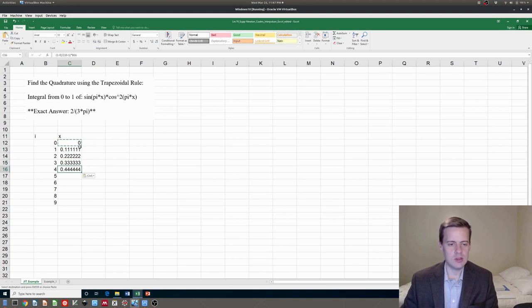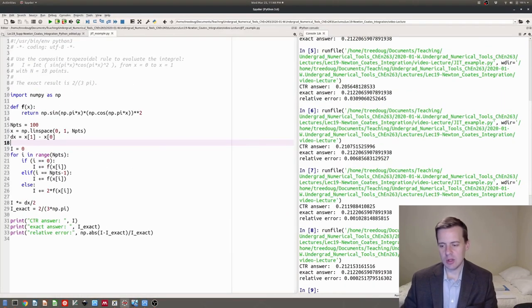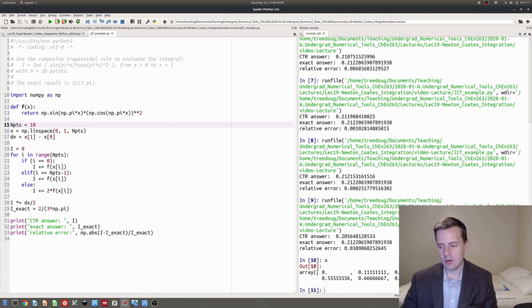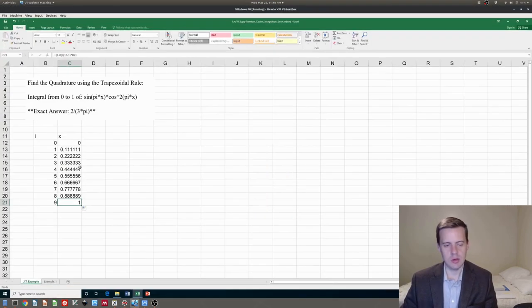And you notice, I'll just go ahead and drag. But you notice if I copy and paste down, I'm going to go between 0 and 1 with that delta x that I showed before. So we can double check and make sure that we have it right. If we change this back to 10 and put in, oh, we got to run it once. Put in x there. You can see that I have the same numbers going on here.